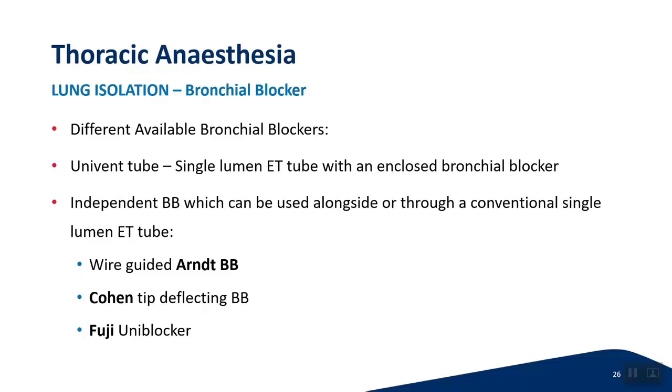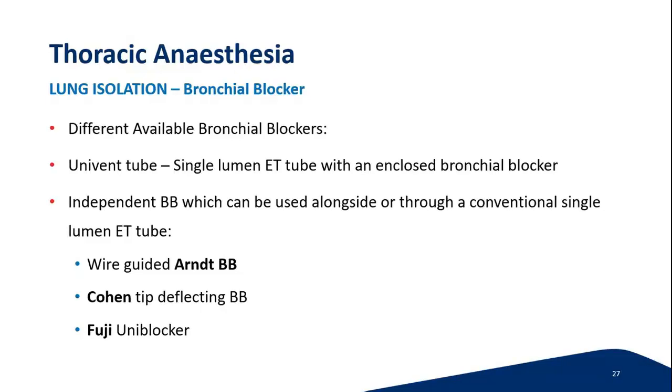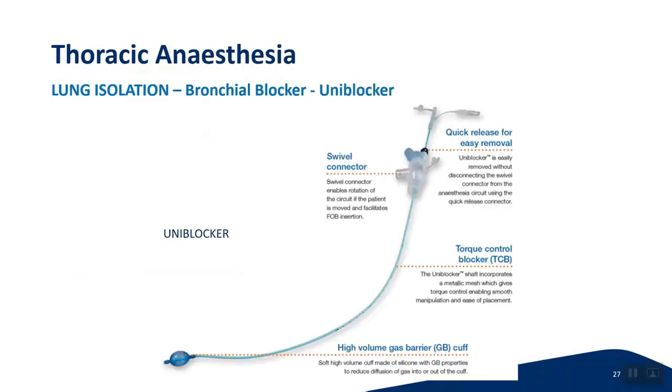Bronchial blockers work by occluding the main stem bronchus, thereby preventing ventilation distal to the occlusion. In addition, blockers can be used to provide selective lobar collapse as well. The uniblocker is a torque control blocker. Unlike other bronchial blockers, the shaft of the uniblocker is made from wire mesh coated with polyurethane, ensuring that any manipulation is translated to the tip of the blocker in a 1-to-1 ratio.